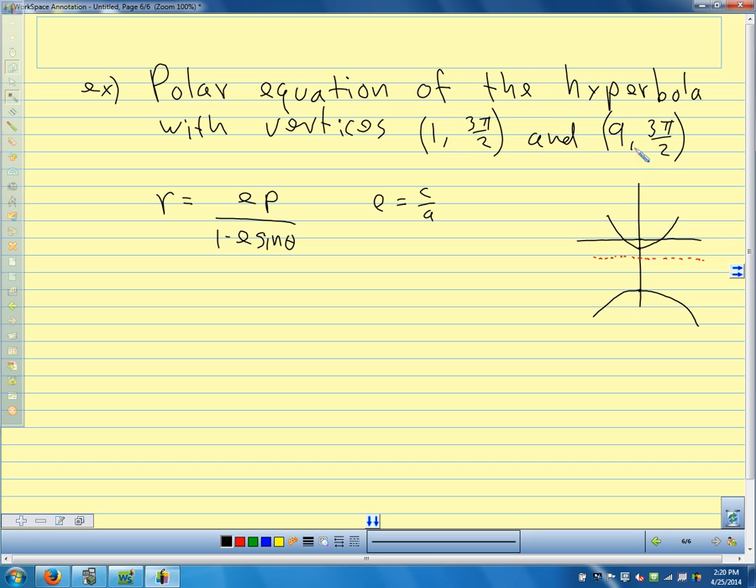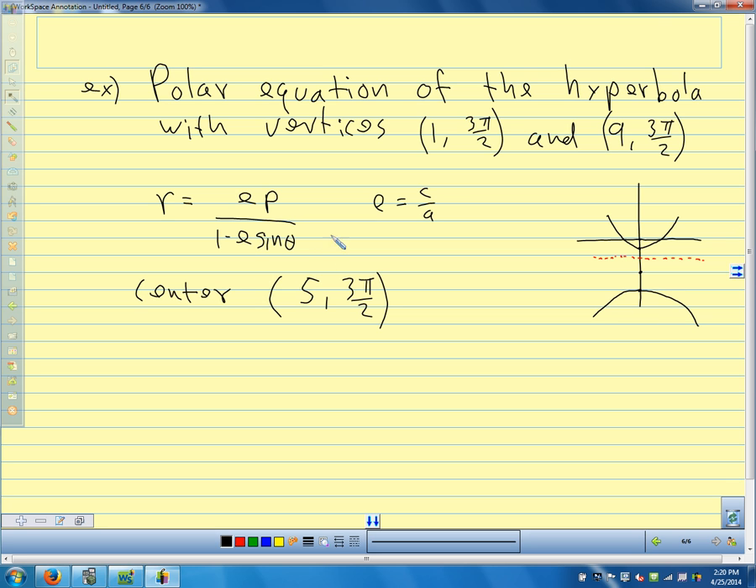Halfway between the vertices. What point is halfway between 1 and 9, 3 pi over 2? 5, 3 pi over 2. Halfway between 1 and 9 is 5. So the center is at 5, 3 pi over 2. So our center is in here. So what piece of information does that give us? Actually, that gives us everything.